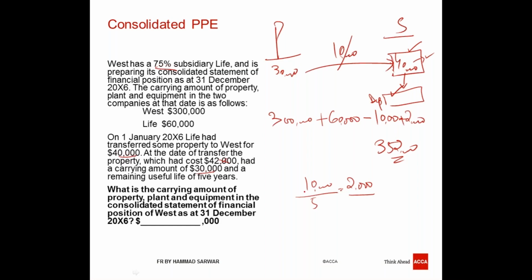So one of the students wanted to know the double entry, the accounting entry for this transaction. Actually, the parent company has sold the asset to the subsidiary company. So who has earned the profit? It was the parent company who has earned the profit of 10,000. The accounting entry should be retained earnings debit by 10,000 and property, plant and equipment credited by 10,000.